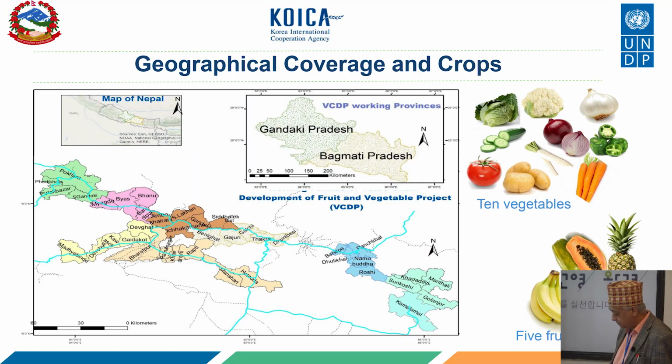Though we are talking about fruits and vegetables, this project is working only for 10 vegetables like tomato, cucumber, cabbage, cauliflower, onion, and so on, and then 5 major fruits, that is banana, papaya, watermelon and citrus. For citrus, we cover 3 major crops, that is Junar, the sweet orange, mandarin and lime. So this is all about the geographical coverage and the crop coverage of this project.